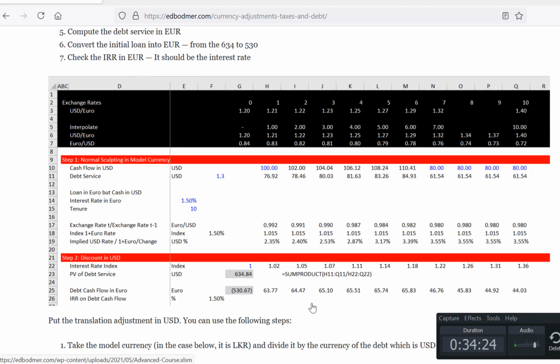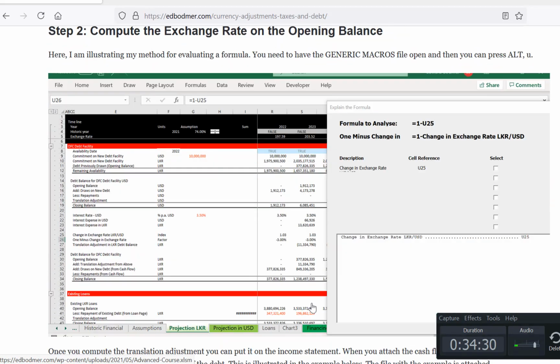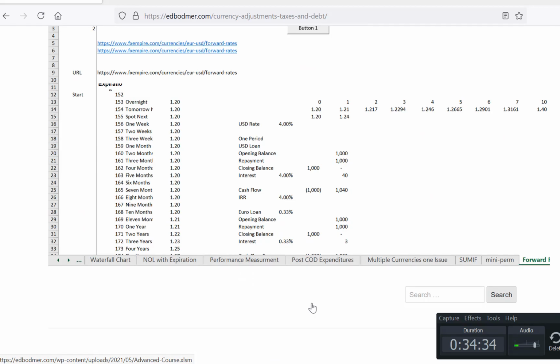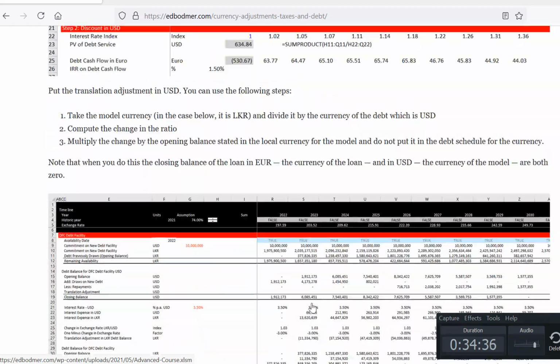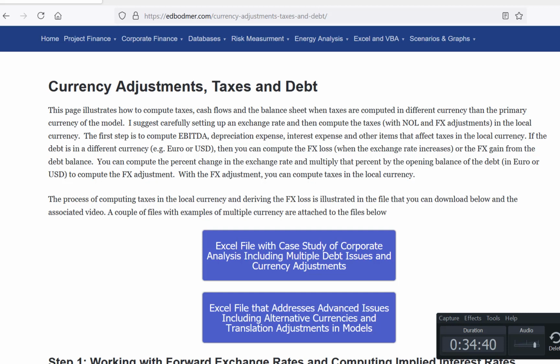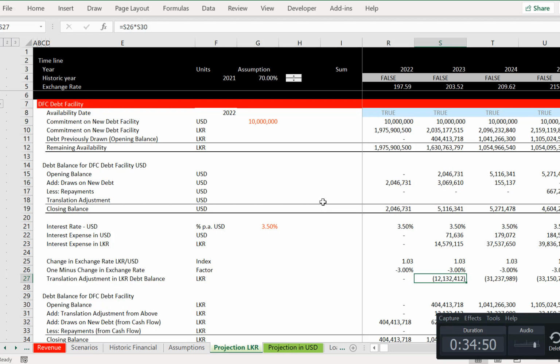In fact, I might have even used this file. No, I used a little different one. Step by step, how to work through and make the currency adjustments if you've got one file or another file and you're using forward interest rates and so forth. It's a horrible thing to do, but once you do it, it's kind of just a mechanical thing. You can follow it, I hope. And then, so we got all the debt issues.